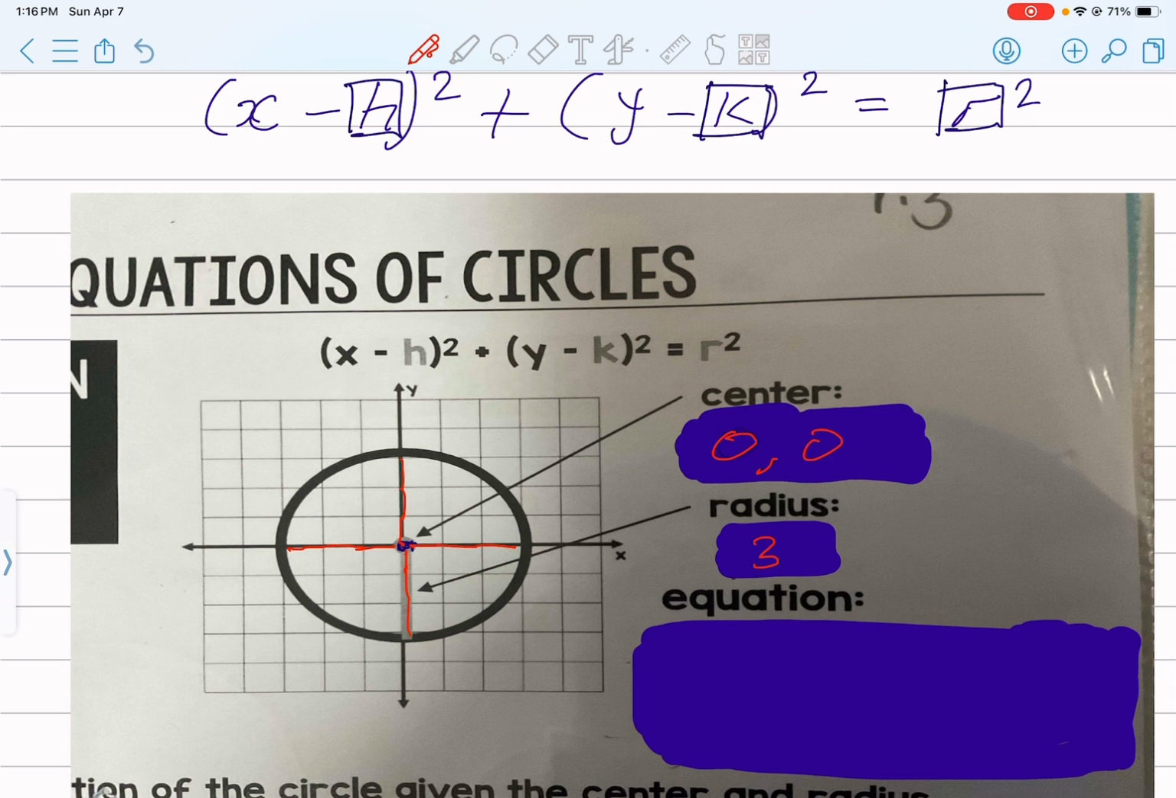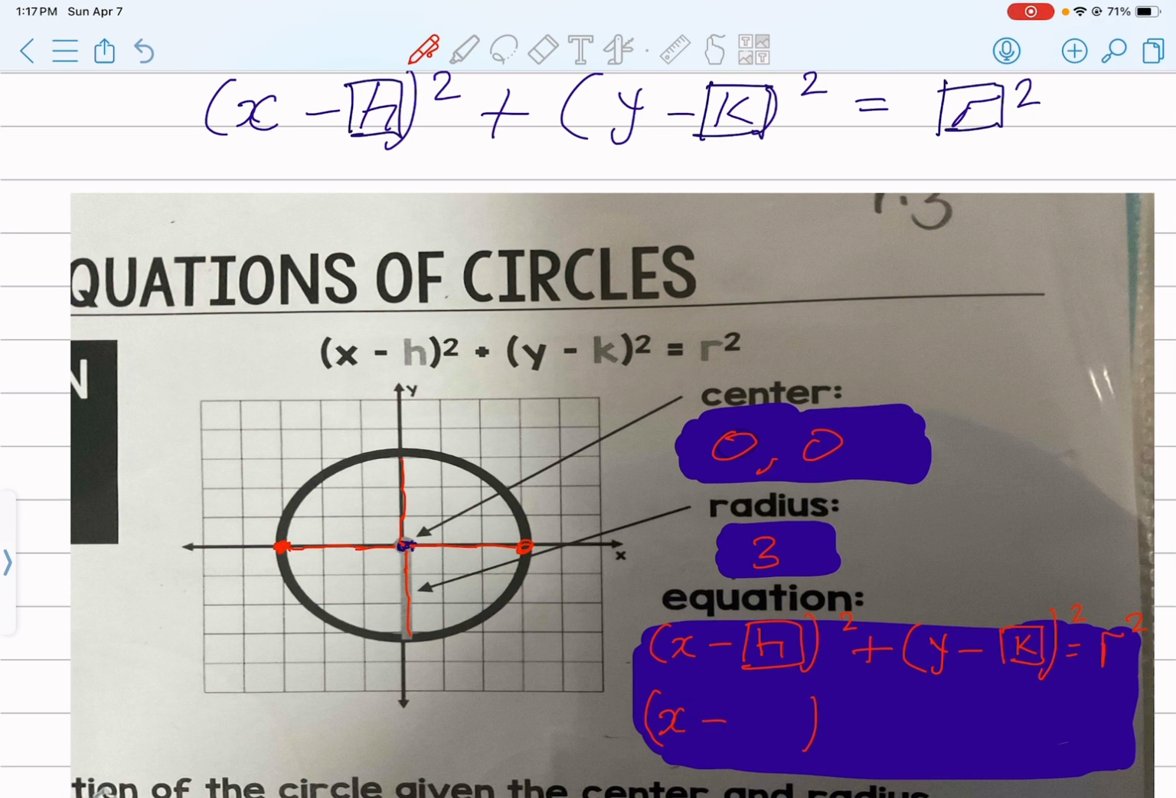So you count all the way from this end to this end for the diameter. So which would be what? 6. Okay. But in this case we just need the radius. Now remember, how do we write the equation of a circle? x minus h, parentheses squared, plus parentheses y minus k squared equals what? Radius squared.